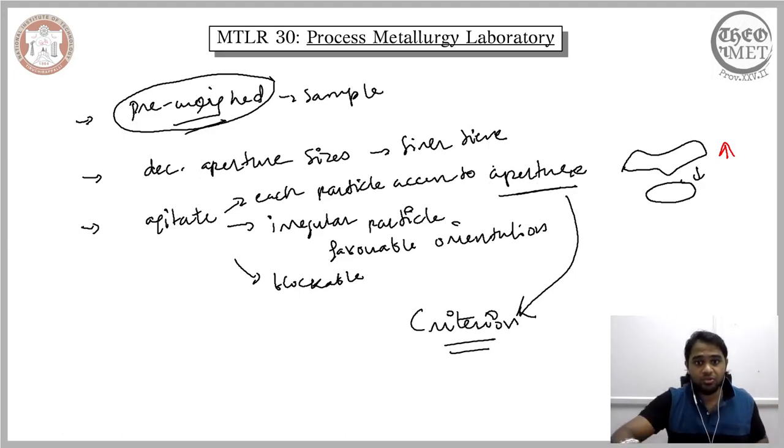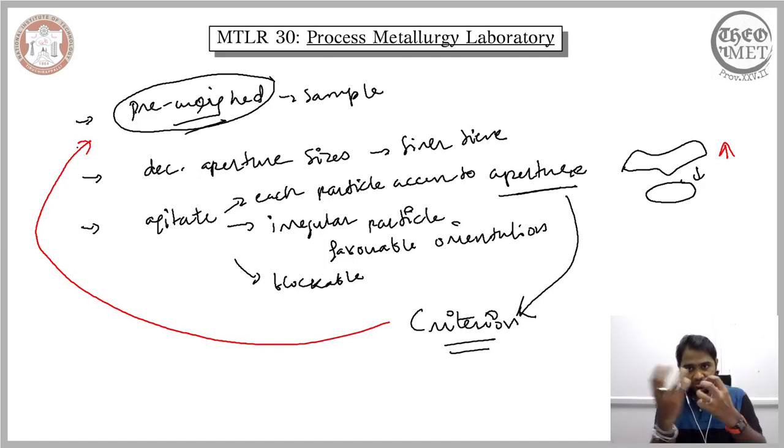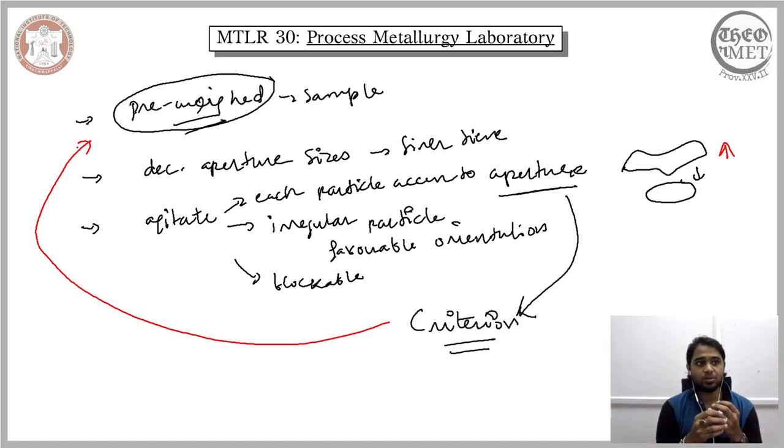So based on this you decide your sample size. Your sample must not be so huge that not every particle has access to the aperture. So you decide your sample size accordingly, and even the overall size of the sieve is also based on this particular criterion.